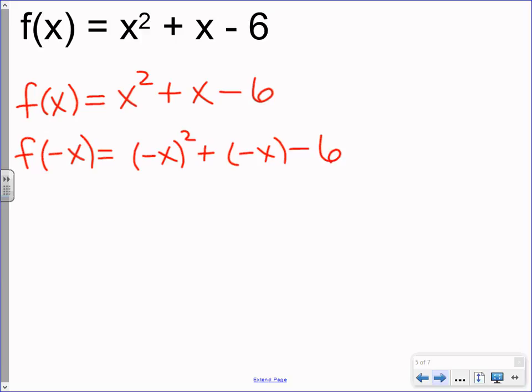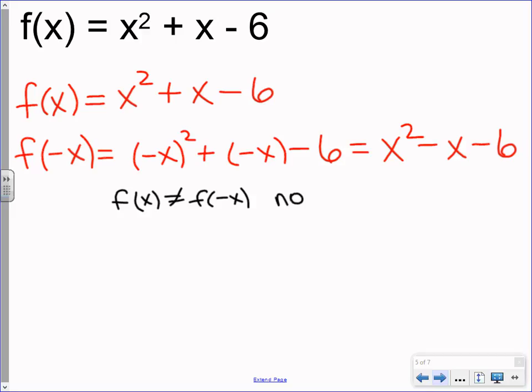What happens to negative x, the quantity squared? It's a positive x squared plus a negative x. Don't know what happened with that. I'm thinking ahead. Minus 6. Are f of x and f of negative x the same? No. Great. Since they are not, we know that this function is not even. I'm going to make a note.